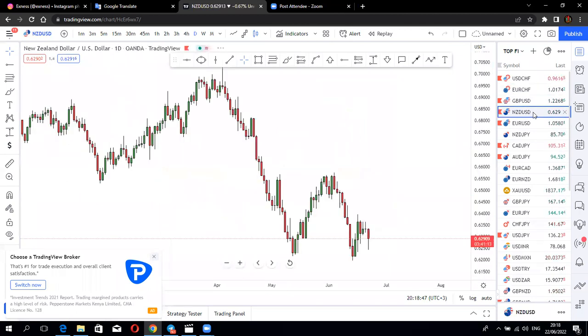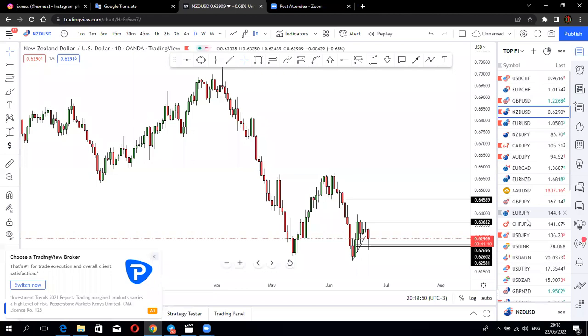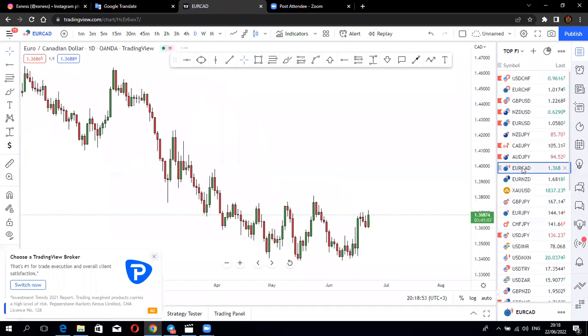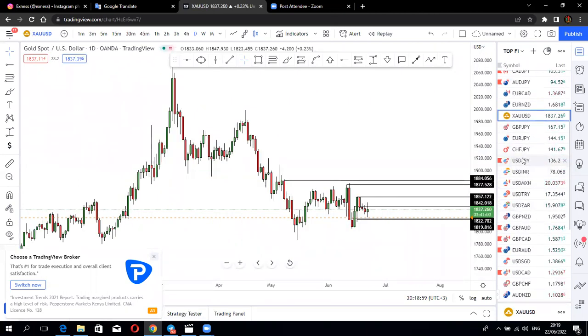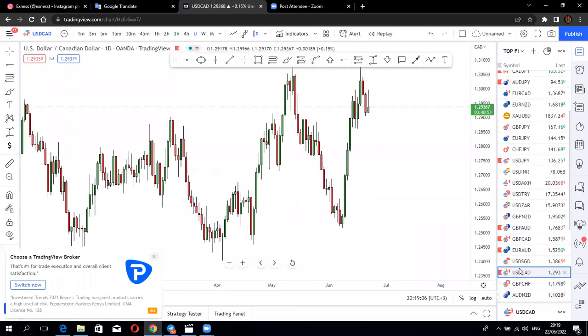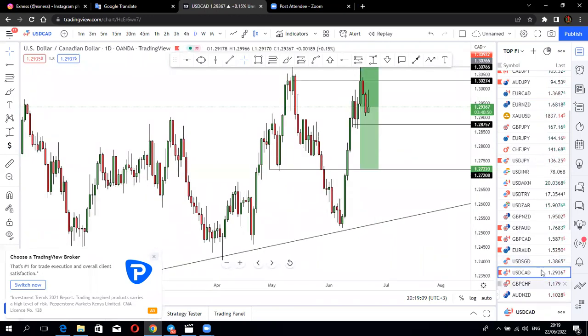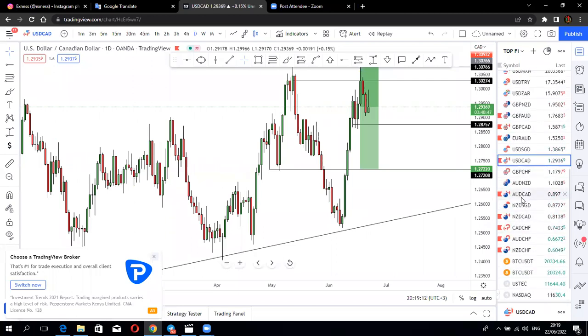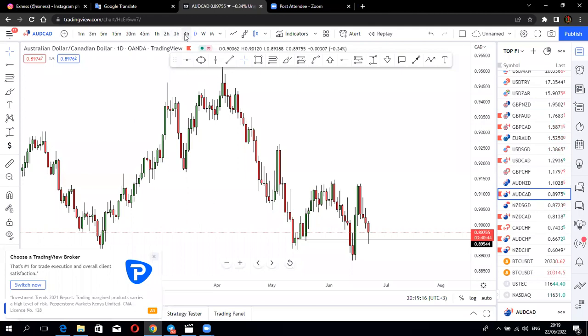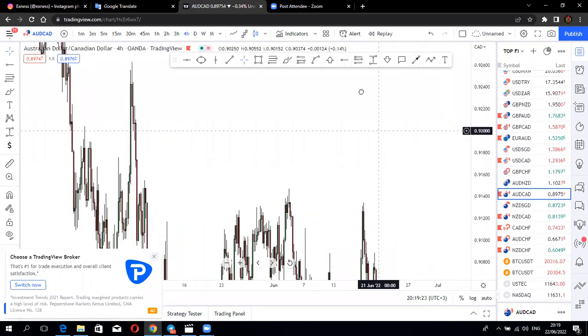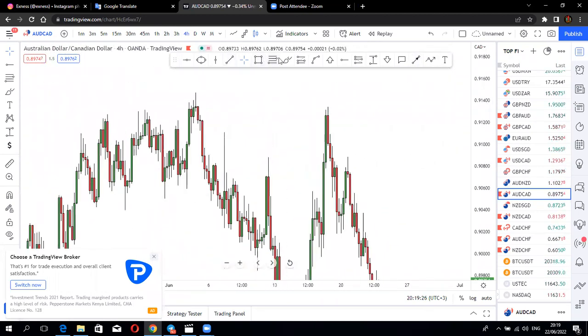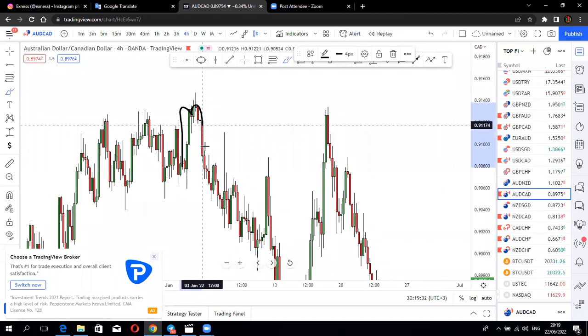Another example was NZD USD, NZD CAD. I think it's NZD. AUD CAD, NZD CAD. Apart from this, I think it was AUD CAD, if I'm not mistaken. Yeah, it was AUD CAD, if I didn't make a mistake. AUD CAD, with the break of structure over here, as we see, we got that break.